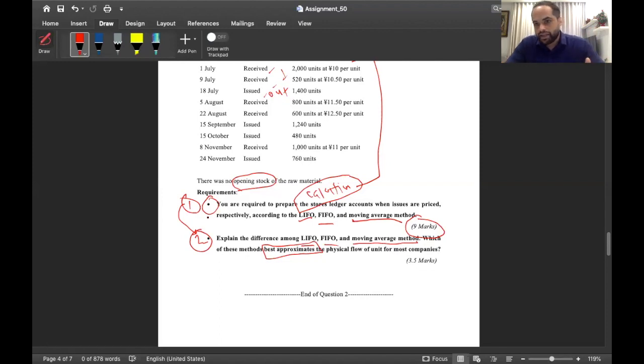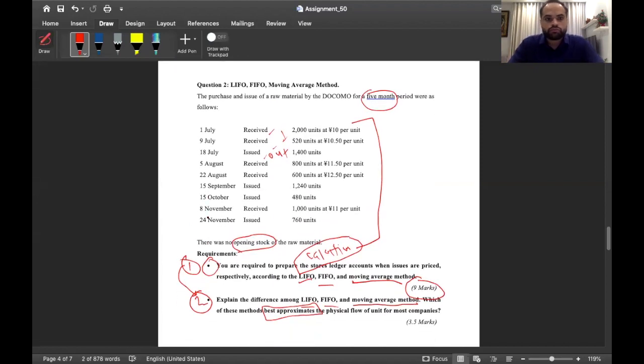And which method is the best? LIFO is the best, FIFO is the best, or moving average, from your point of view, right? Some students can argue that LIFO is better than FIFO and moving average. Some students can argue that FIFO is better than LIFO and moving average, and some can argue that moving average is better than LIFO and FIFO. It completely depends upon your personal ideas in analyzing this requirement, right? So that's all about your question 2. Question 2 is finished. Any question regarding question 2?